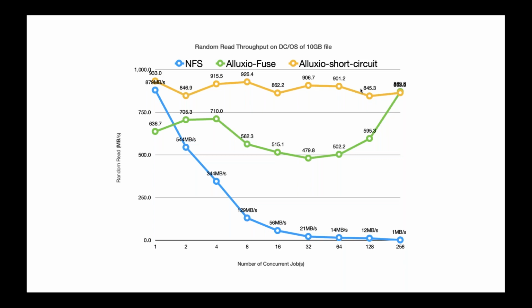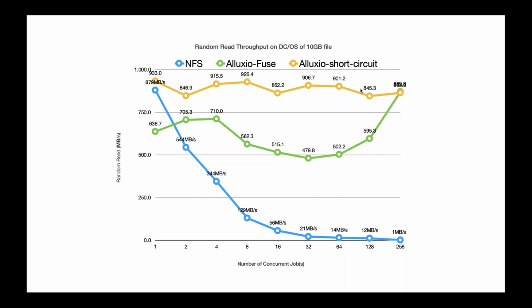As you can see, the yellow line shows the fastest possible, which is using Alluxio short circuit. The green line shows using regular Alluxio FUSE. And the bottom blue line is NFS. On a single job, the speed is approximately the same between Alluxio and NFS.